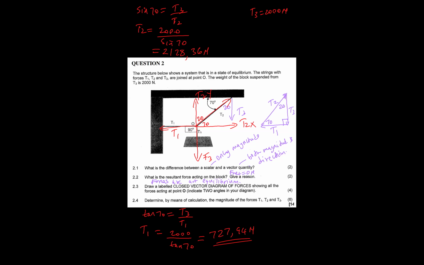Because you're going to apply trig ratio. Usually they will give you the weight, and that T3 is the same as the weight of this object. So usually, let me not say always, they will give you the weight of the object. So once you have the weight, you can use trig ratio to find these other forces.